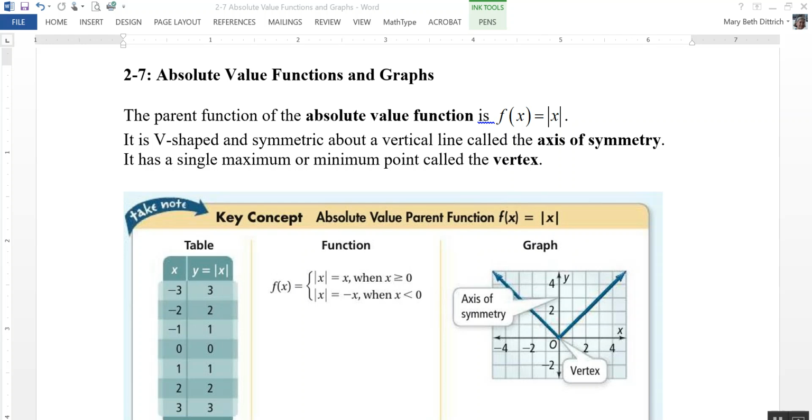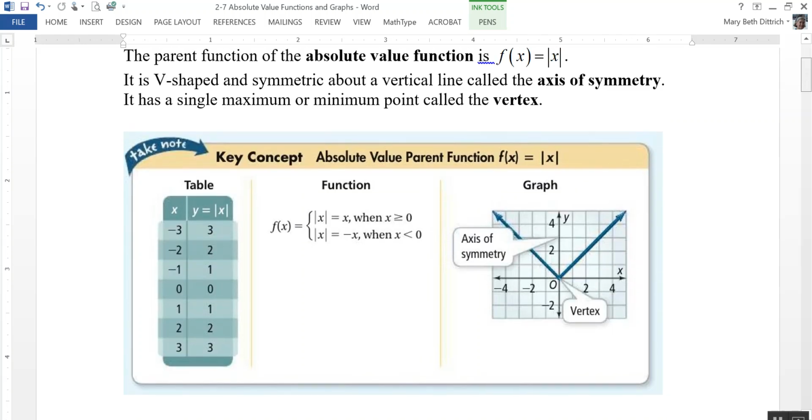Section 2.7 is on absolute value functions and graphs. The parent function of the absolute value function is f of x equals the absolute value of x. It is v-shaped and is symmetric about a vertical line called the axis of symmetry. It has a single maximum or minimum point, which is called the vertex. Here's a little chart from your textbook that shows some of this.